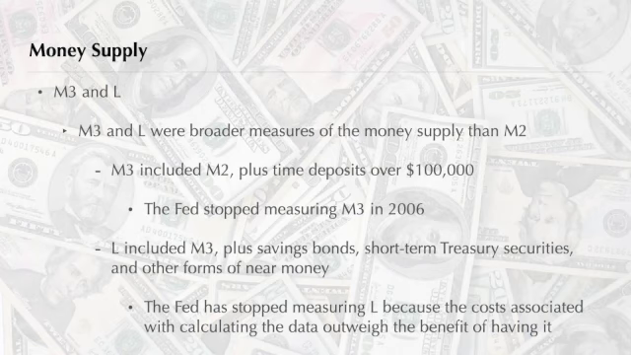Other economists believe that even M2 fails to accurately measure the money supply. They rely on either M3 or L, which are broader measures than M2. M3 includes the money in M2, as well as all large time deposits, such as CDs, valued at $100,000 or more. L, meanwhile, includes those M3 amounts as well as savings bonds, short-term Treasury securities, and other types of near money. However, since the early 2000s, the Fed no longer counts M3 and L.